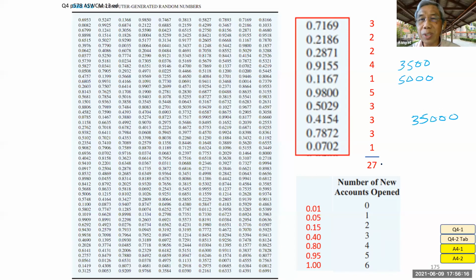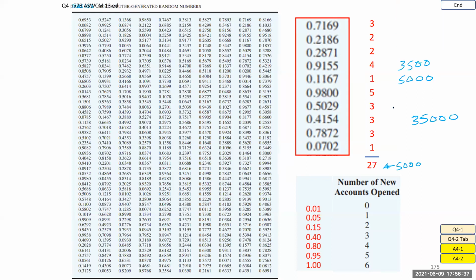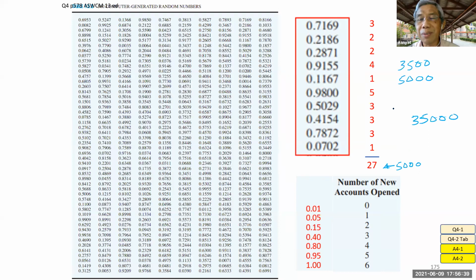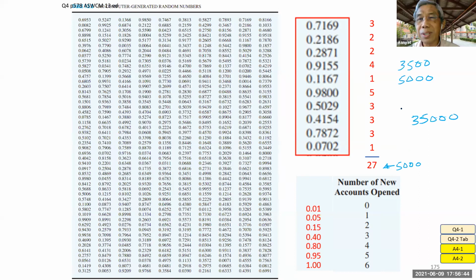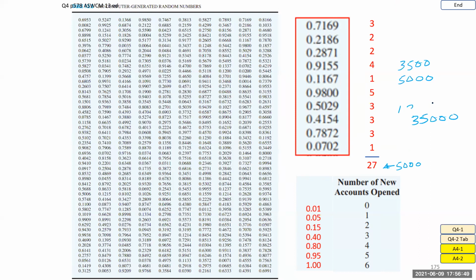And then he gets 27 new accounts, and each of these will get a commission of 5,000. So what is the total commission he gets? 27 times 5,000. 135, right? Yes. 135,000.